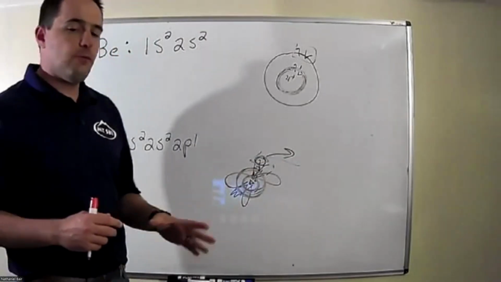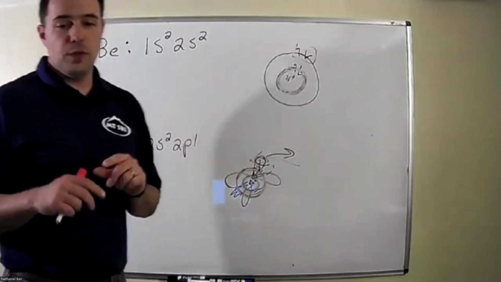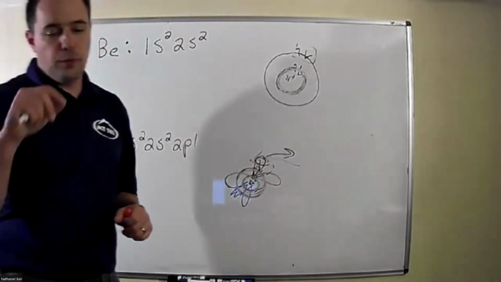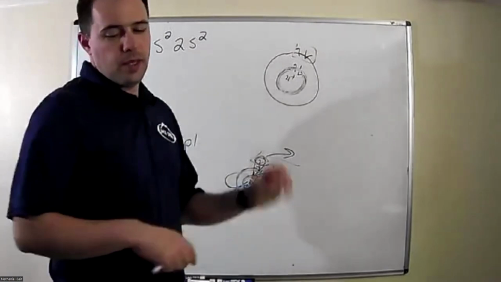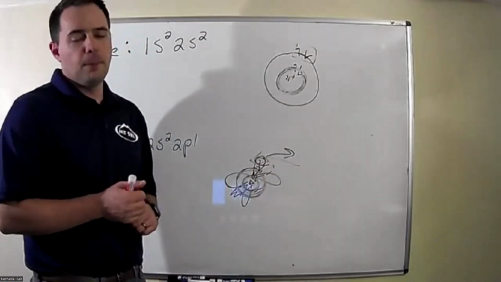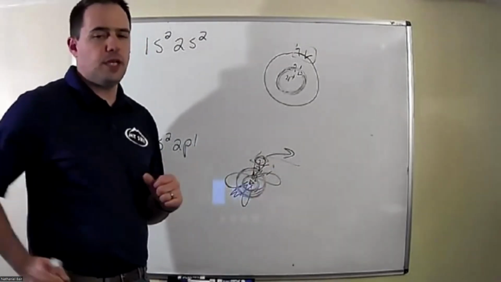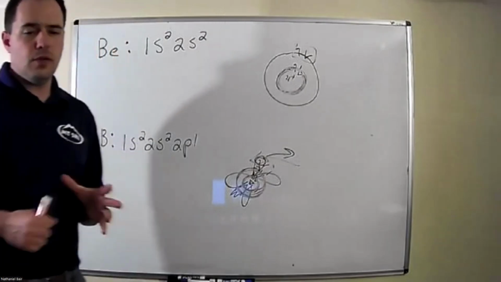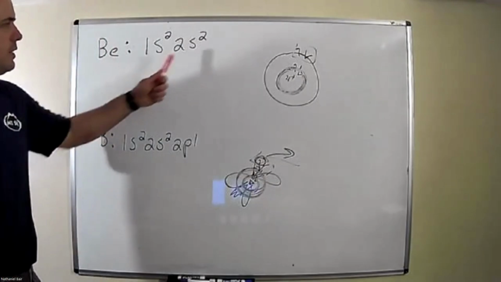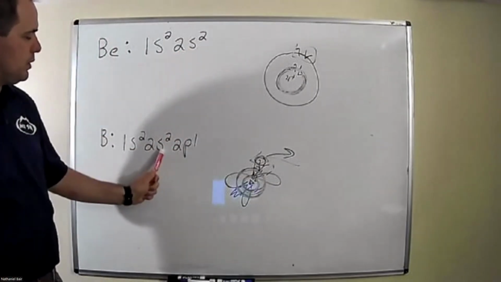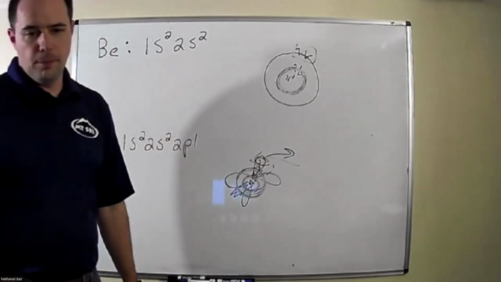When you do that S to P jump, when you go from beryllium to boron, magnesium to aluminum, calcium to gallium, right? When you do that S to P jump, there is a decrease in ionization energy because the s orbital is now shielding that p orbital.